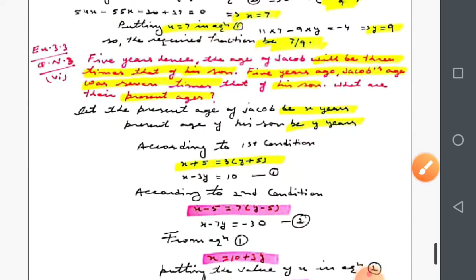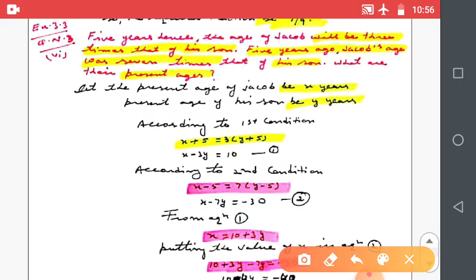Now come to the sixth part. 5 years hence, the age of Jacob will be 3 times that of his son. 5 years ago, Jacob's age was 7 times that of his son. What are their present ages? Let the present age of Jacob be x years, okay, and the present age of his son be y years. Clear?